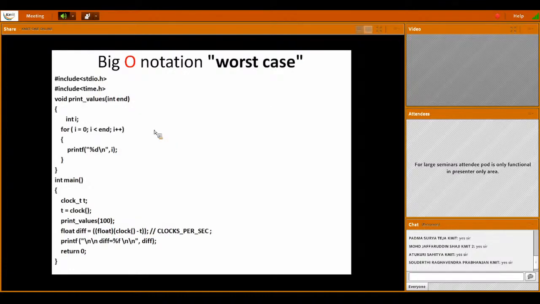Now, the code is in front of you. I want all of you to execute this code on your systems.